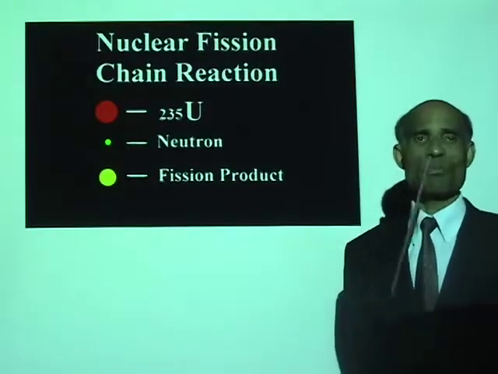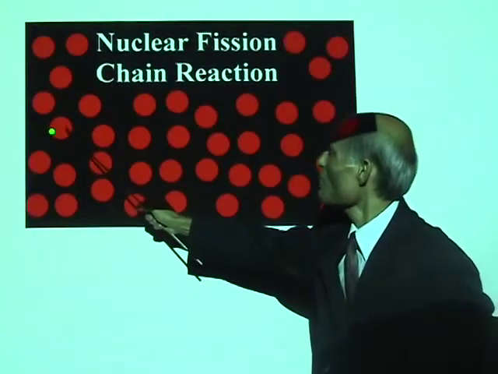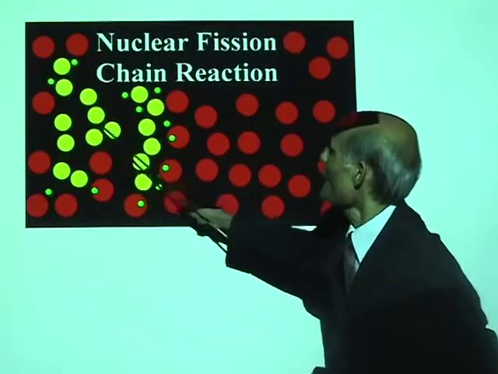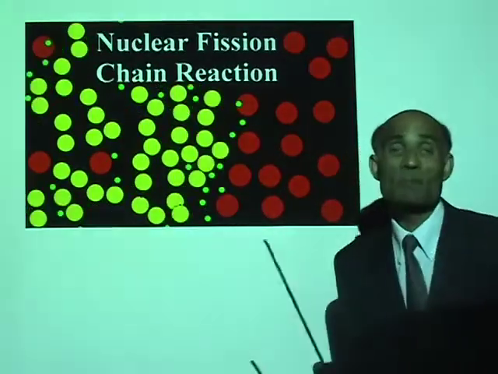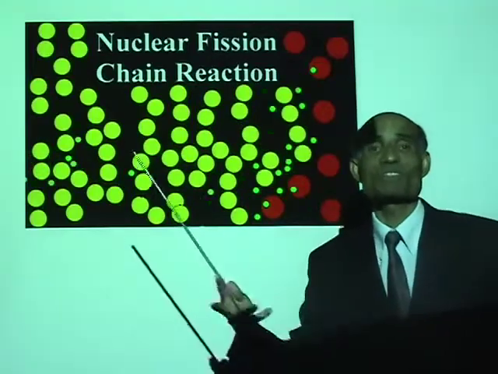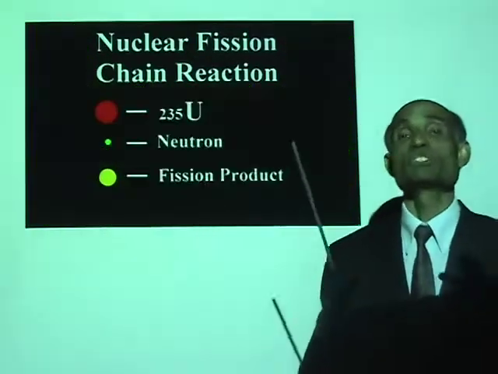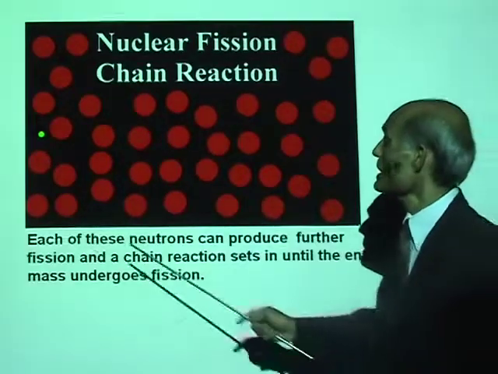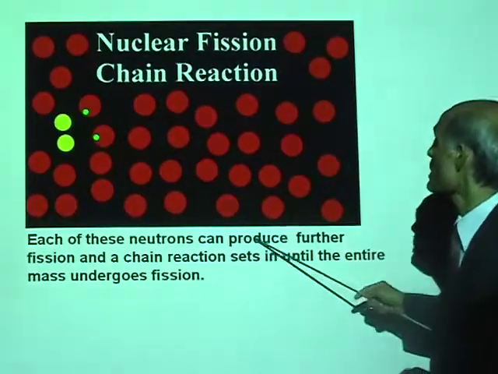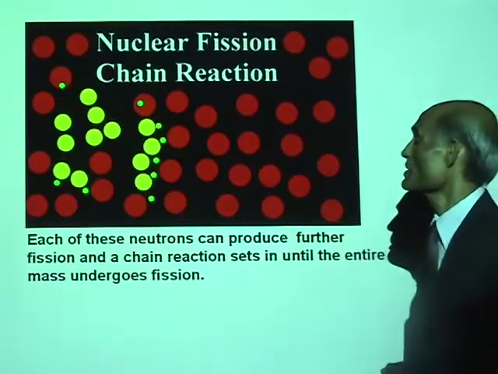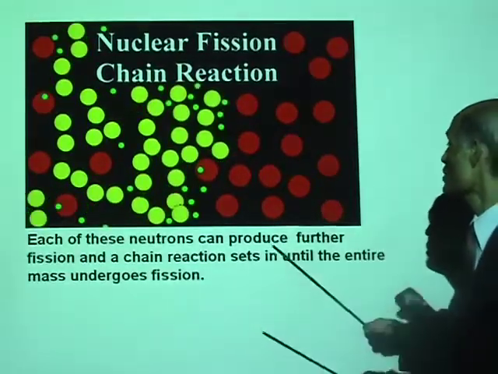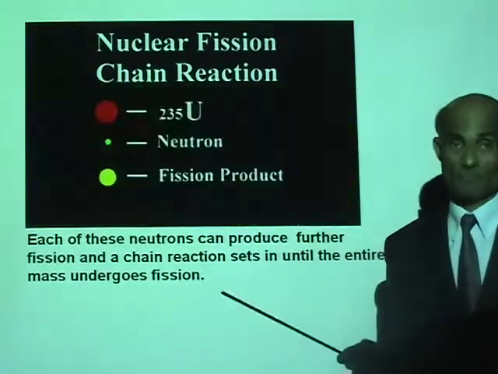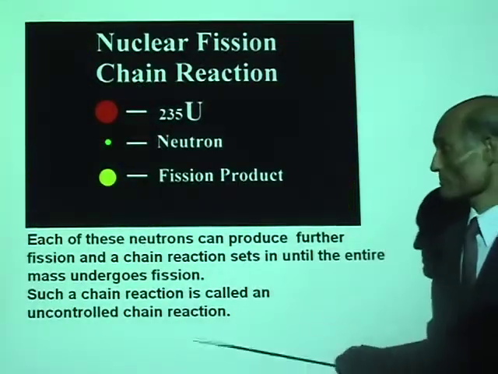I want you to watch that one more time. It starts with 1 fission, now 2, now 4, now 16. It happens within a very short time, and the entire material will undergo fission. Each of these neutrons can produce further fission, and a chain reaction sets in until the entire mass undergoes fission.